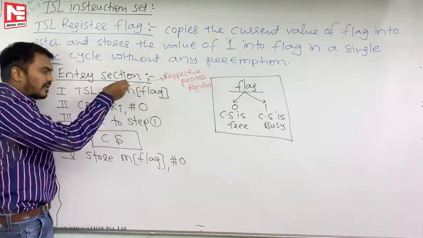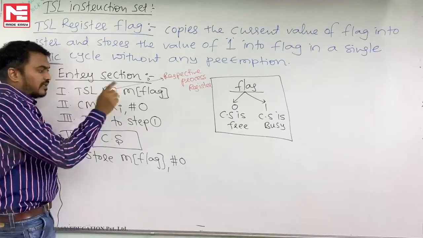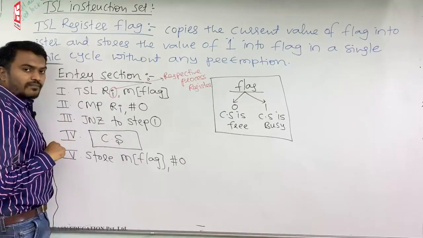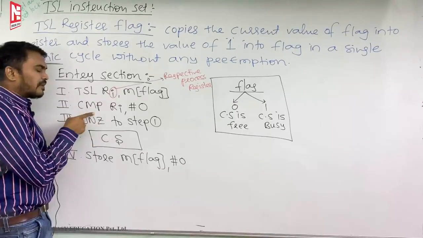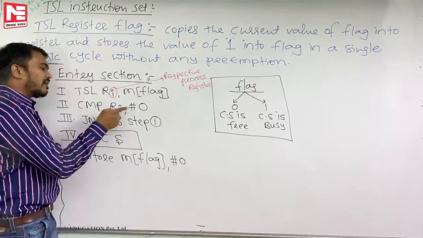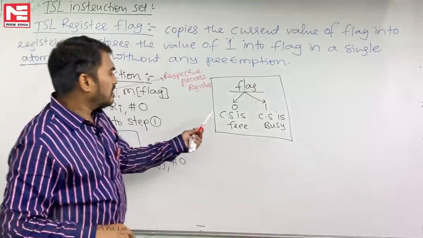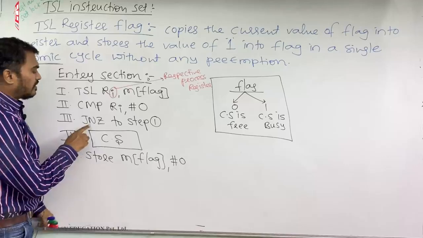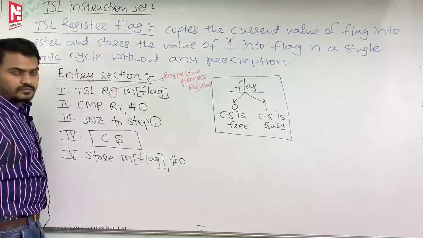Copies the current value of flag into register and stores the value of 1 into flag. And second instruction, you are comparing the register value with 0. CMP means comparing, register value is 0. So why are you comparing with 0? To identify whether CS is free or busy. And the next, the third instruction, jump if register is non-zero to step 1.